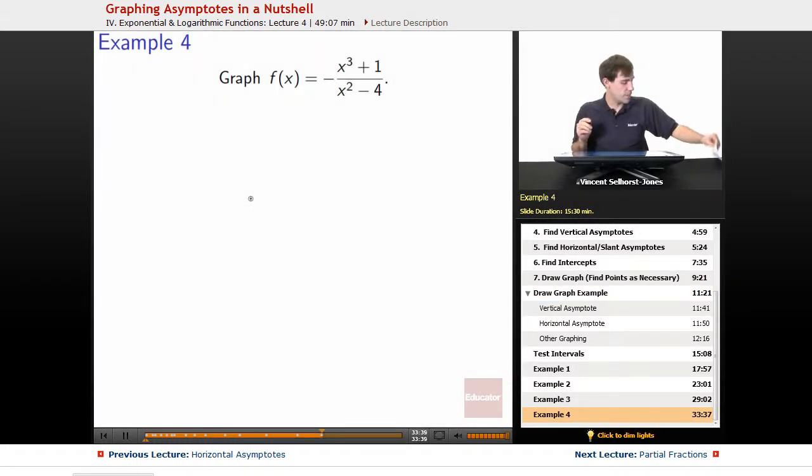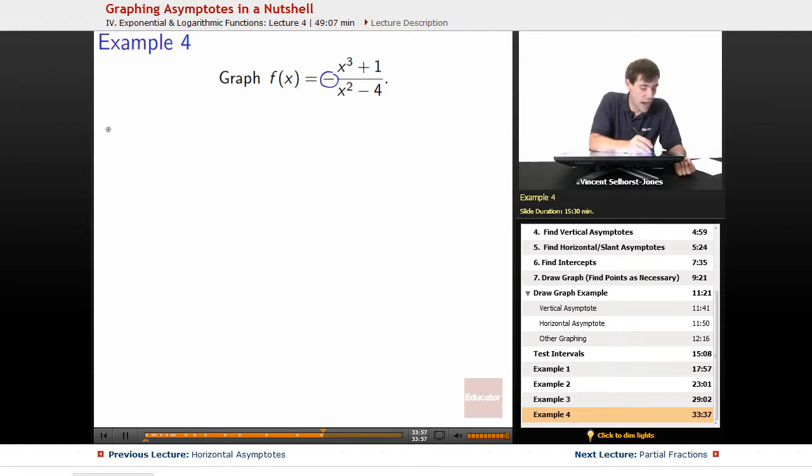A little bit of a doozy. All right, so x cubed plus 1 over x squared minus 4. And notice there's also this negative sign. Don't want to forget about that negative sign. So negative x cubed plus 1 divided by x squared minus 4. So first thing, we want to break this into factors because that's normally our first step.